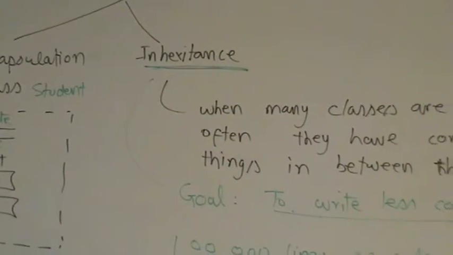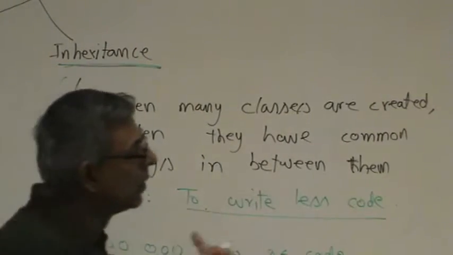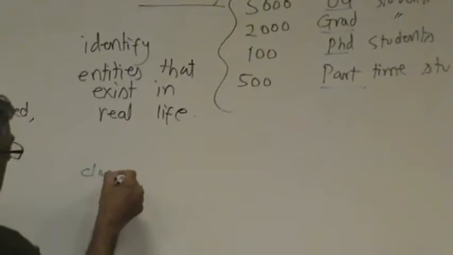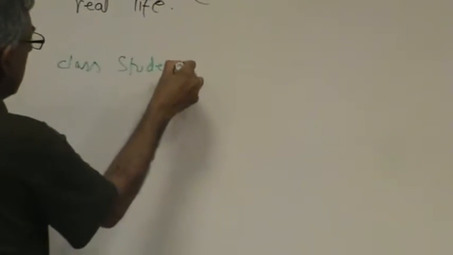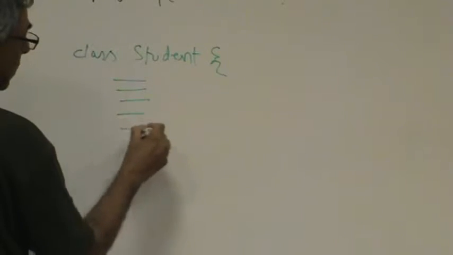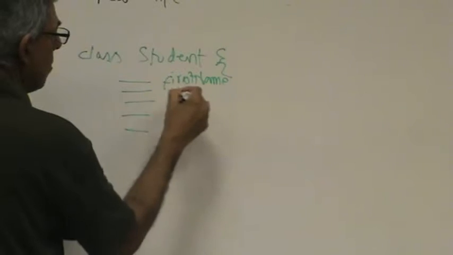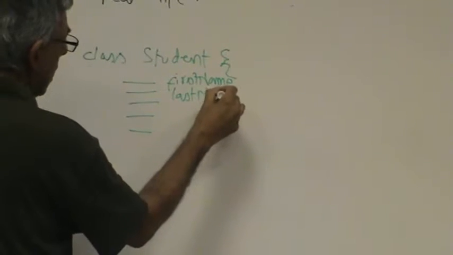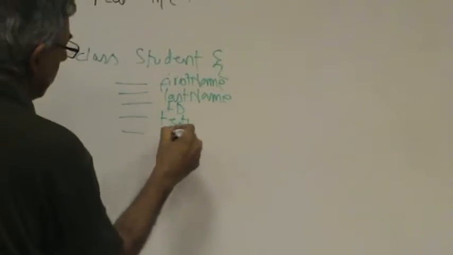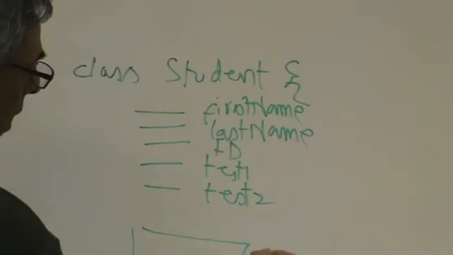So the question is, what is the key idea in inheritance? Last time we did a small example. We created a class called student, for example, and in this student class we had 5 fields, if you remember: first name, last name, ID, test 1, and test 2. And we also wrote one function over here, compute grade.